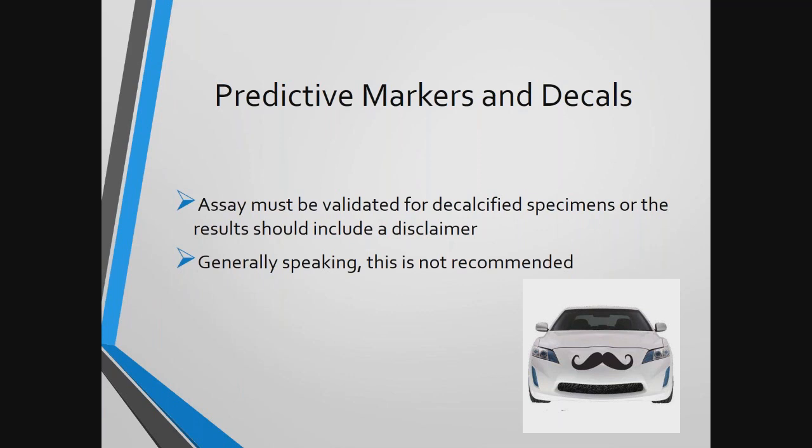The decal of specimens to be stained with a predictive marker is generally not recommended. However, if it is necessary, the assay must have been validated using decalcified tissue. If it wasn't validated, there needs to be a disclaimer on the patient report stating that the assay was performed on tissue that was treated with a decalcifying agent and therefore may not be valid.